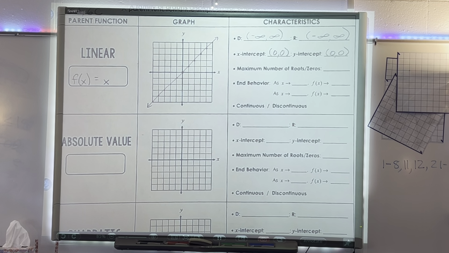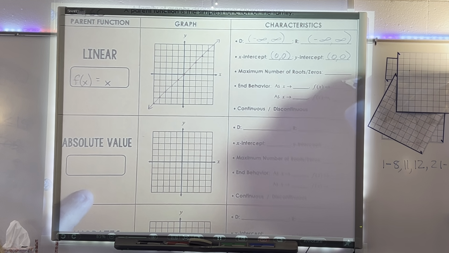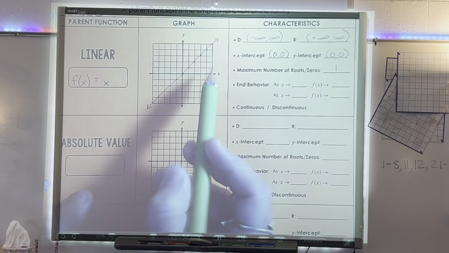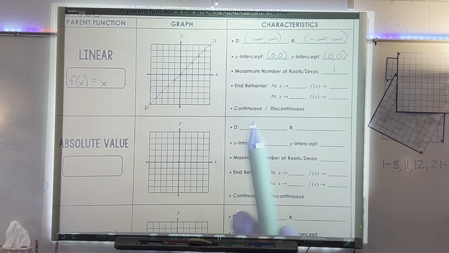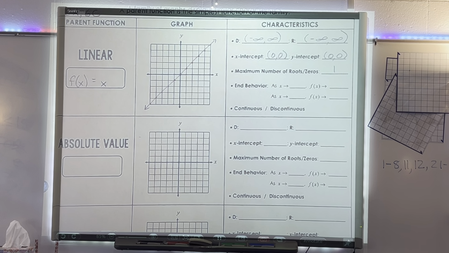All right, so the maximum number of roots or zeros. Remember, roots, zeros, solutions, x-intercepts all mean the same thing. Y'all know you're gonna see that on every single vocabulary test. So they're saying the maximum amount of times that this thing can cross the x-axis. Well, it doesn't matter how much I move that line around, it's never going to cross more than once. Are we in agreement there? It could never cross, like if it was horizontal and up here, it never crossed, right? But otherwise, it's only going to cross one time.